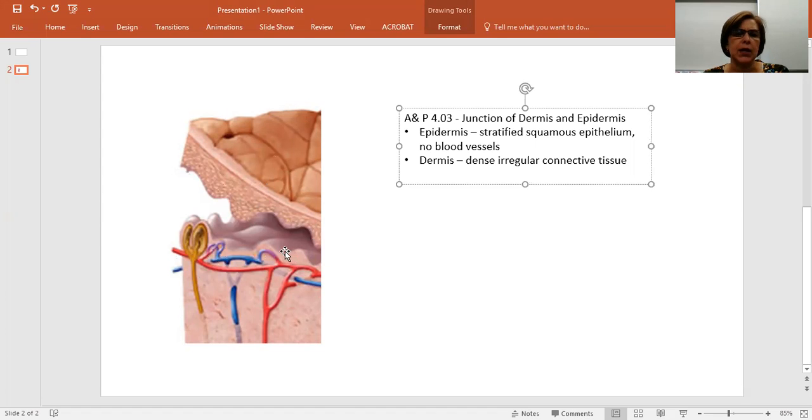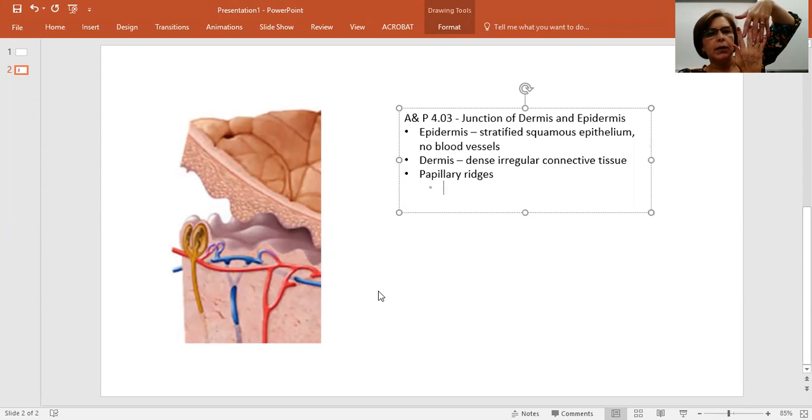The thing that's really striking is that we have these ridges. And when the two connect, they interlock like this. Well, the ridges are called papillary ridges. P-A-P-I, how do I spell that? Papillary. I think it's got two L's, papillary ridges. And I'm using my cursor to point those out. Here. The way that they interlock like this is called interdigitation.